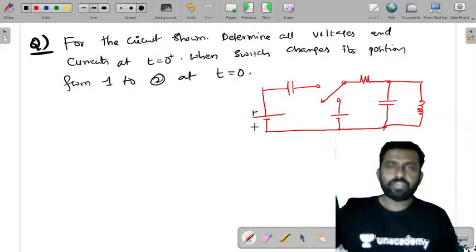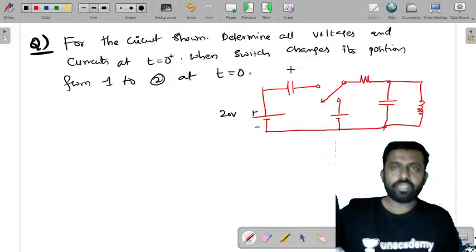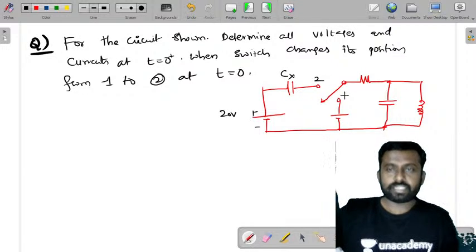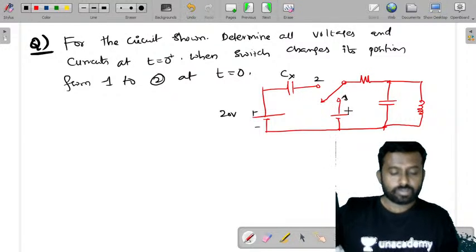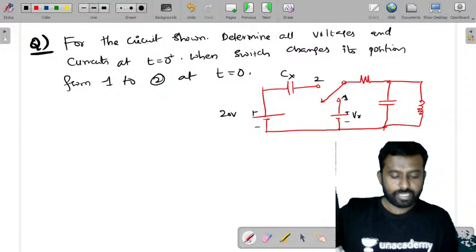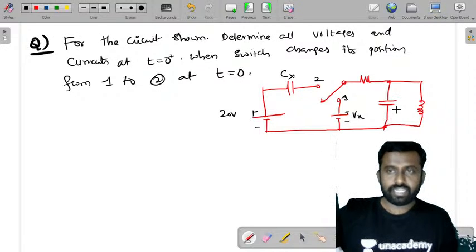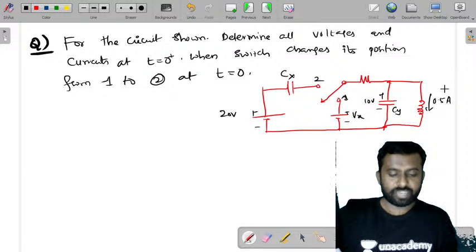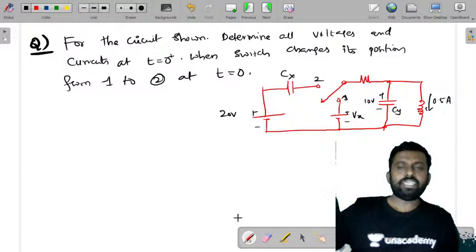So here you have these values as 20 volts, and this is given as Cx. Let us take this as 2. I have taken this question from one of the textbooks, Ravi Shar Singh, I guess. So this is Vx voltage, and here you have Cy, and it is given 10 volts, and here you have a current of 0.5 amperes.